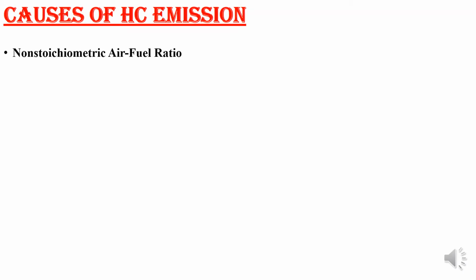Now, what are the causes of HC emission? First one is non-stoichiometric air fuel ratio. What I mean by stoichiometric is the chemically correct air fuel ratio required for the combustion of the fuel. Theoretically, how much air is required for 1 kg of fuel. That is the stoichiometric air fuel ratio, which comes from chemically balancing the fuel with the oxygen or air. But in the actual case we won't achieve that stoichiometric air fuel ratio. Sometimes we will have more air, sometimes less air, that is, a lean mixture or a rich mixture.